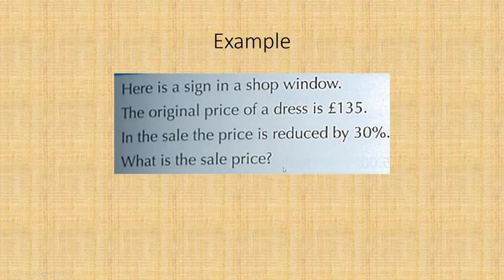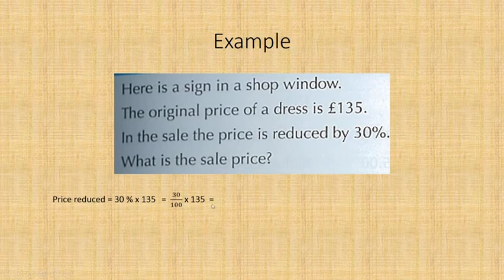So let's think about it. The original price for the dress is £135, and this price is reduced by 30%. So I need to get 30% of 135 to find the money reduced from the original price. The price reduced equals 30% times 135, which is 30 over 100 times 135, and this is equal to £40.5. This is the reduction of the price.